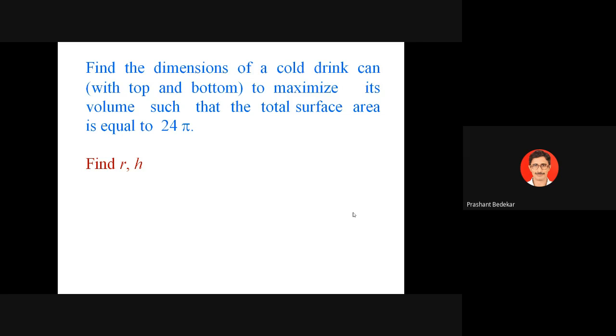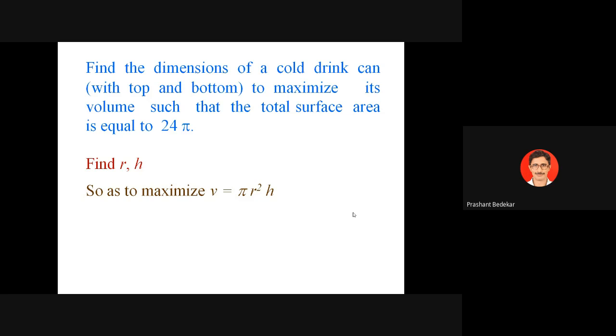Now I will think about the objective function. What is my objective? I want to maximize the volume, the volume of the cold drink can, which is cylindrical in shape. So basically, I want to maximize the volume of a cylinder. The objective function will be to maximize V equal to pi r square h. Pi r square h is the volume of the cylinder.